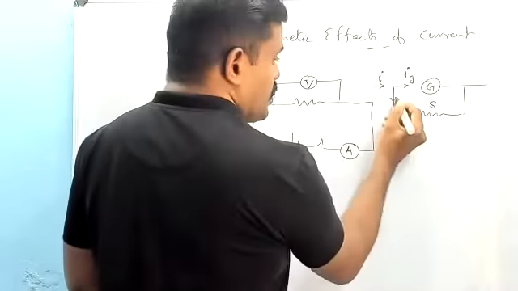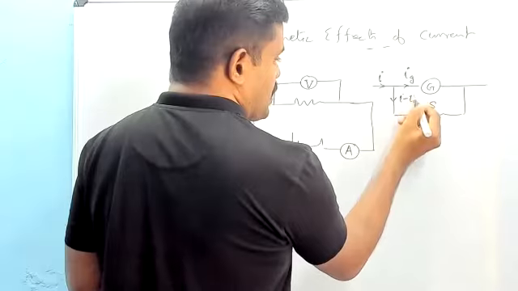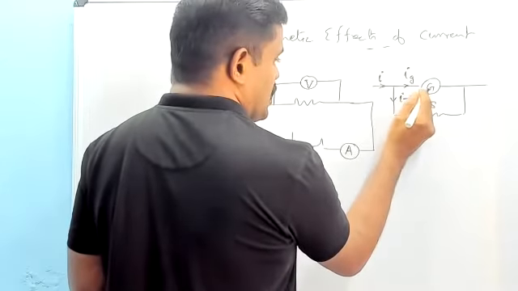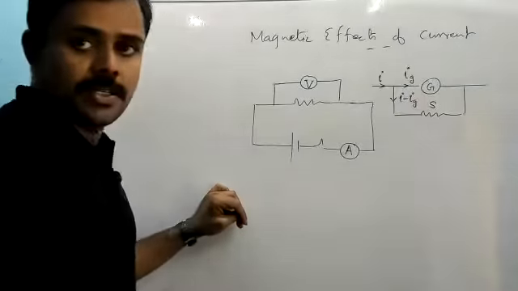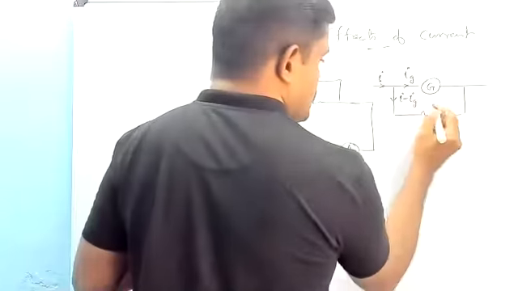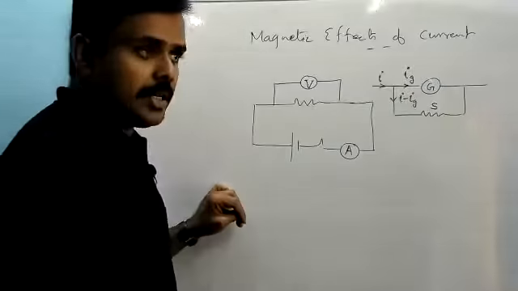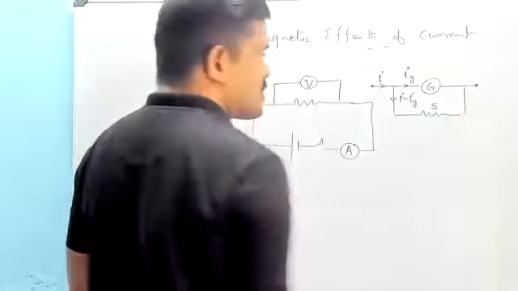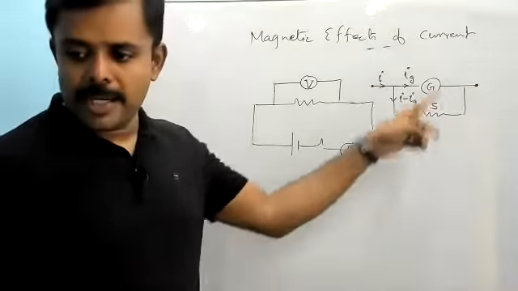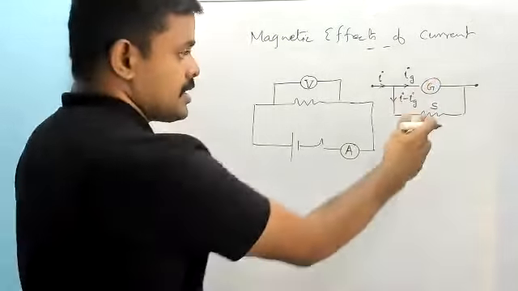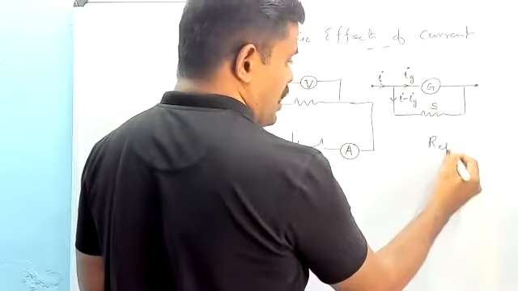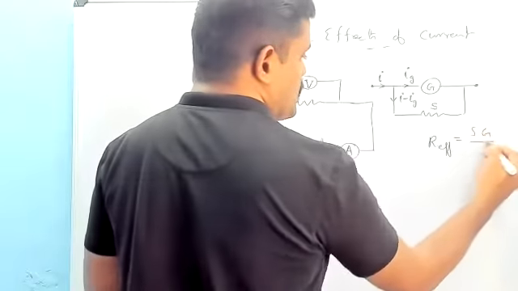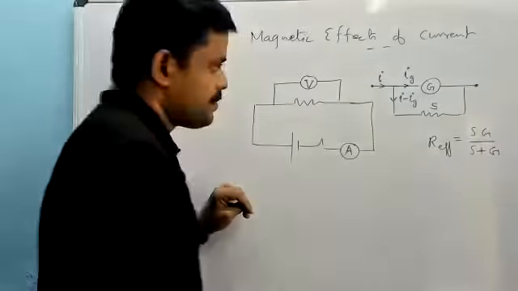What happens now? The current flowing through the shunt is I minus Ig, and this resistance is S. And you remember this? What is the effective resistance here? S and G are in parallel combination. So R effective is equal to S into G by S plus G.